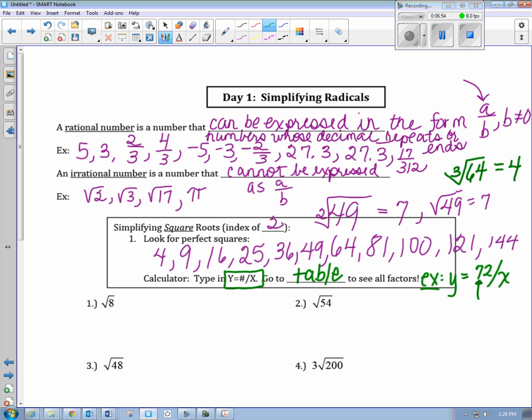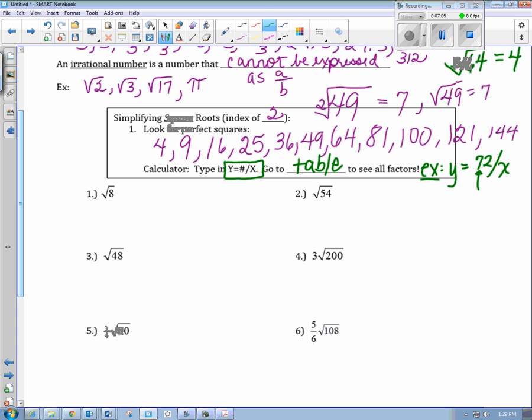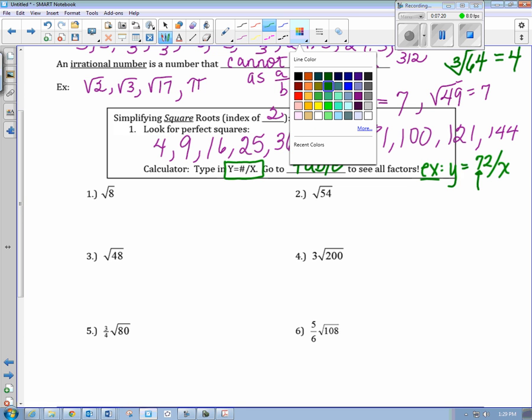So I've kind of given you a little bit of background. Now we want to actually go in and start doing the simplifying of the radicals. So we're going to start with question number 1. For question number 1, if we have to simplify radical 8, what that means is we've got to look at the factors of 8 and try to find one factor that we know is on our list of perfect squares. As soon as I look at this, I know that 4 is a factor of 8.